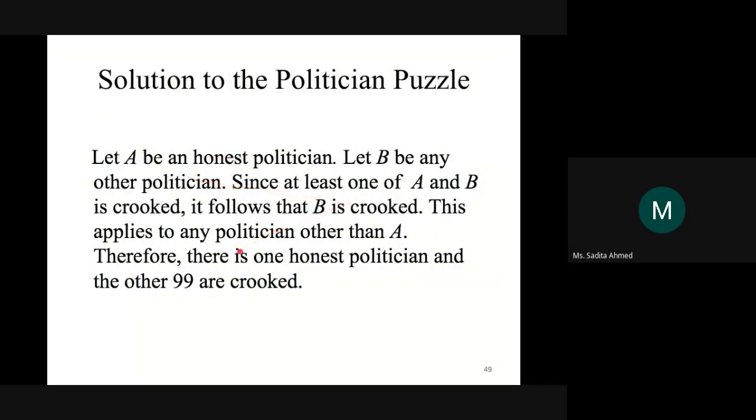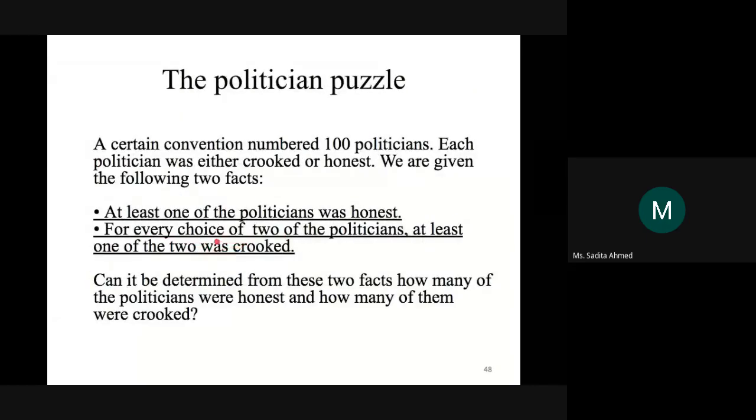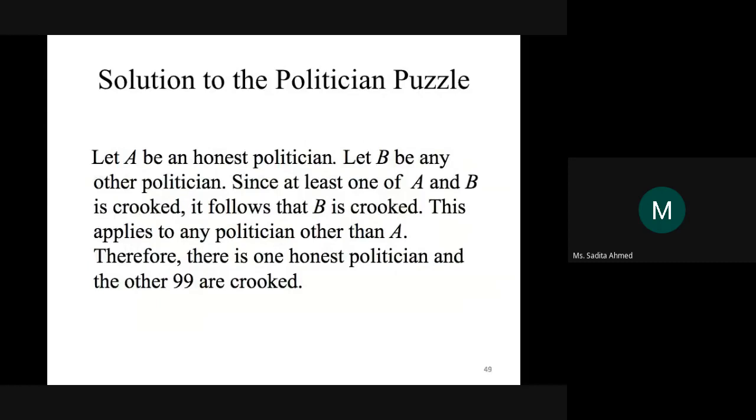By this approach. Now, based on the second statement, in all of these choices, if we fix A's position at honest, we've already established that if A is fixed in that pair, one politician will always be A, and then the other one can be anything. And based on the second statement, the other one will always be crooked, right?